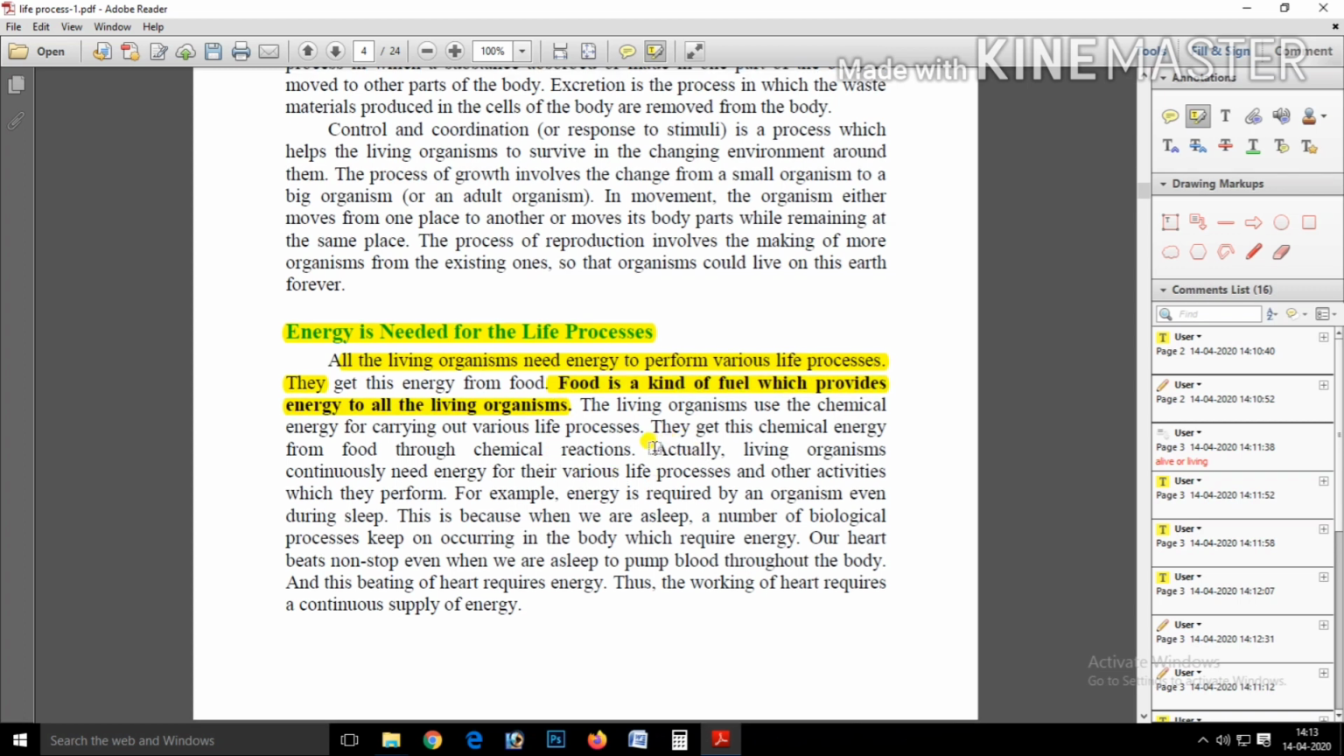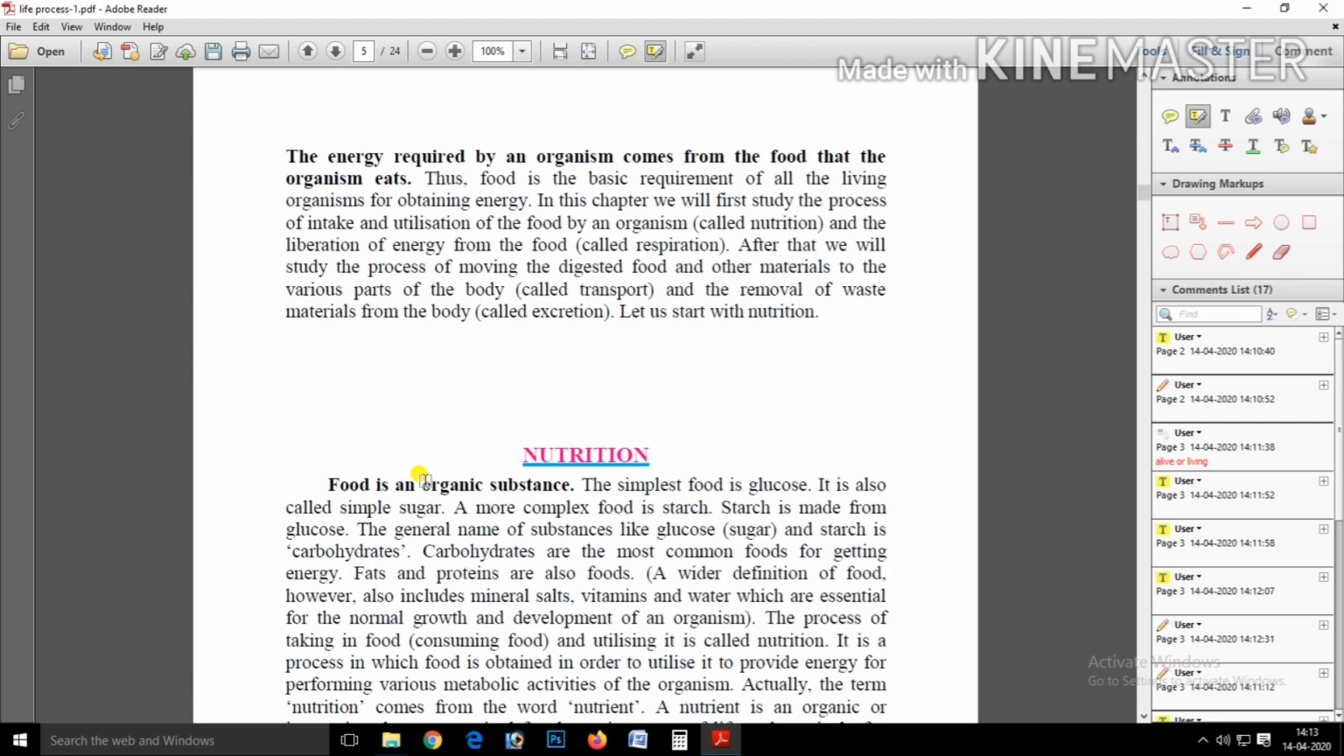Just like in vehicles we put petrol, diesel, CNG, etc. to run them. In the same way, we need food for our processes. So food is the basic requirement for the living things.